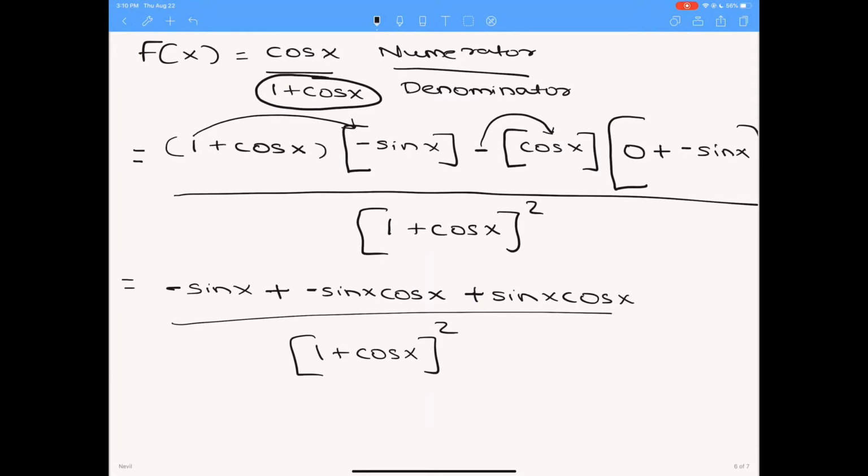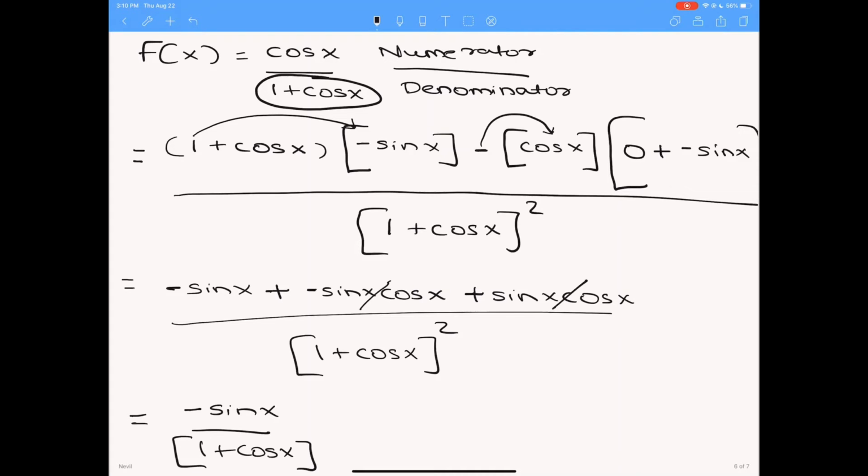Okay, so now what I can do is check my top. I have negative sine x, then negative sine x cosine x, and positive sine x cosine x. What you can notice is that you can cancel out these two terms because you have a negative and a positive. So that leaves me with negative sine x divided by 1 plus cosine x the whole squared.